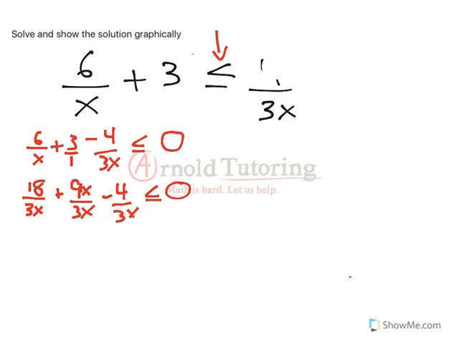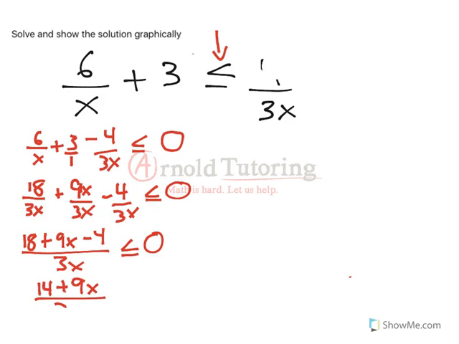Now we can put everything together. So I get 18 plus 9x minus 4, all over 3x, and that is still less than or equal to 0. And if we complete that, it's 14 plus 9x over 3x is less than or equal to 0.